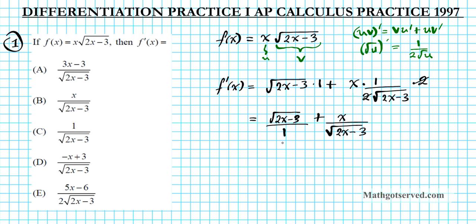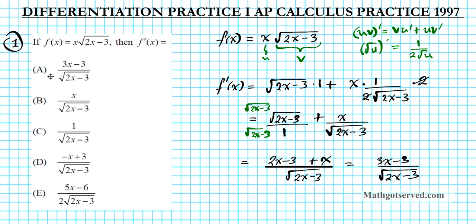All right, now we need to find the LCD of these two. So we can just multiply this term here by the square root of 2x minus 3, top and bottom. So we have common denominators. In the numerator, if we multiply root 2x minus 3 times root 2x minus 3, you're going to have root 2x minus 3 squared. So the roots and the squares cancel out. And then you'll be left with 2x minus 3 plus x. And they have the same denominator, which is root 2x minus 3. That's the common denominator. Okay? And we'll simplify this. We're going to get 3x minus 3 over the square root of 2x minus 3. And our correct answer is option letter A.